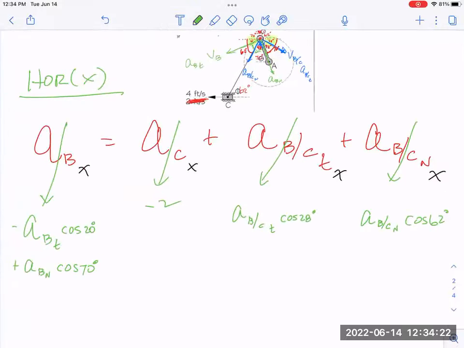Now I got to think positive and negative. Let's see, tangential was going right, so it's positive. But the normal is actually going left, so this one would be negative. You agree with that?